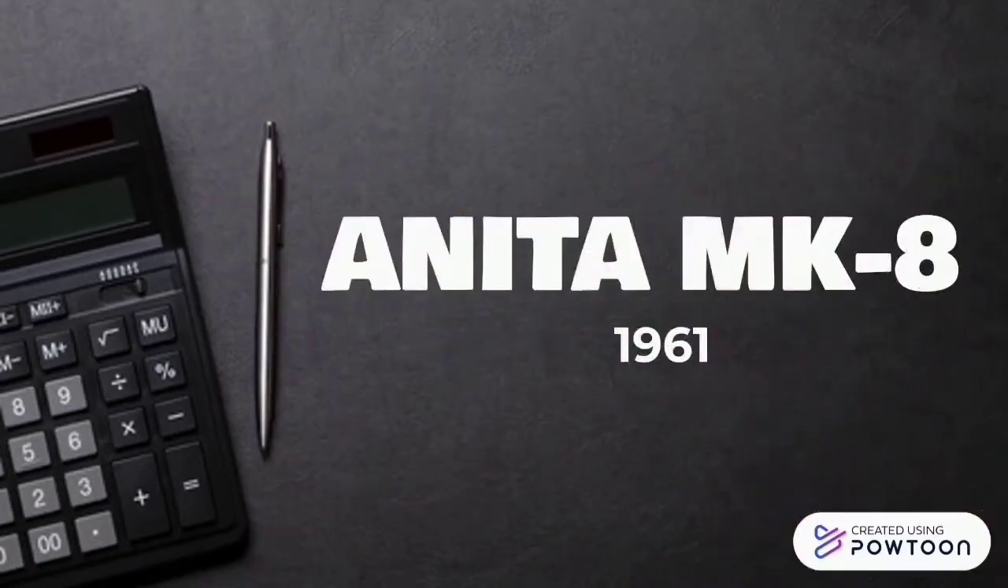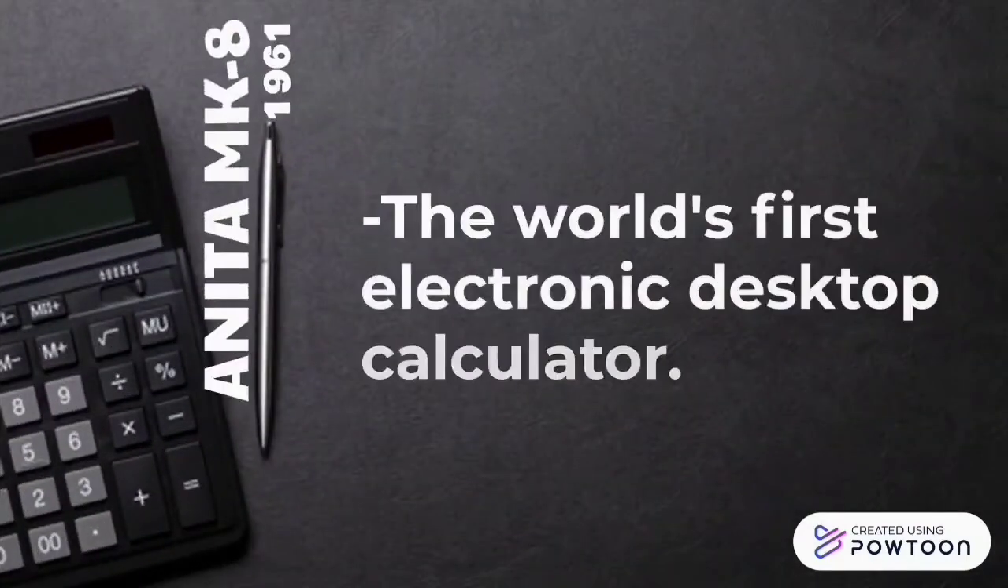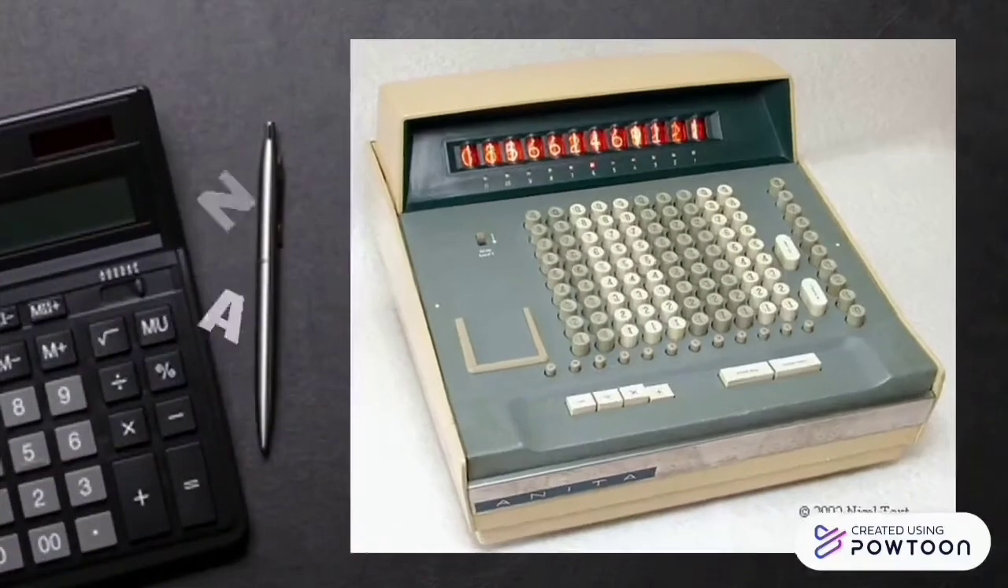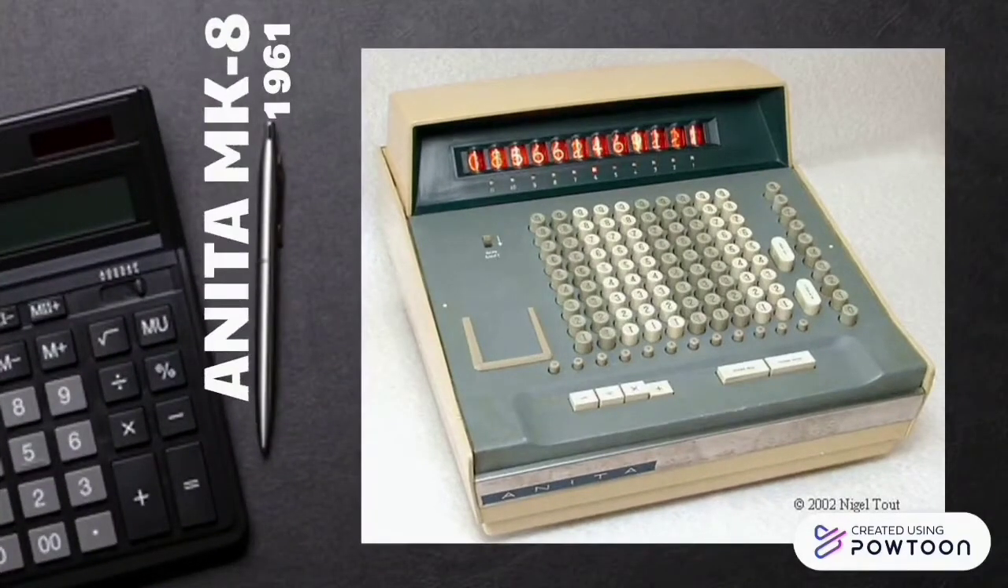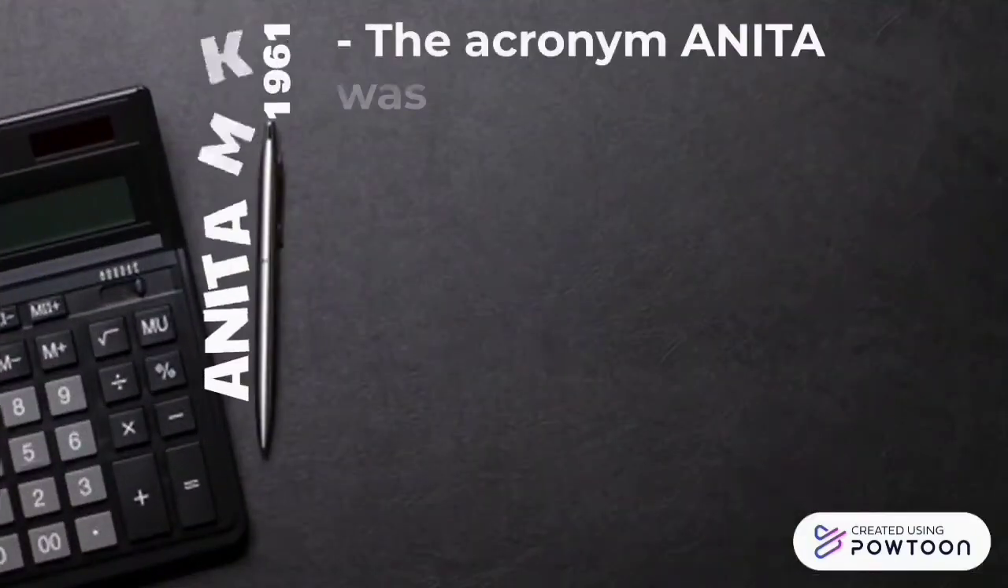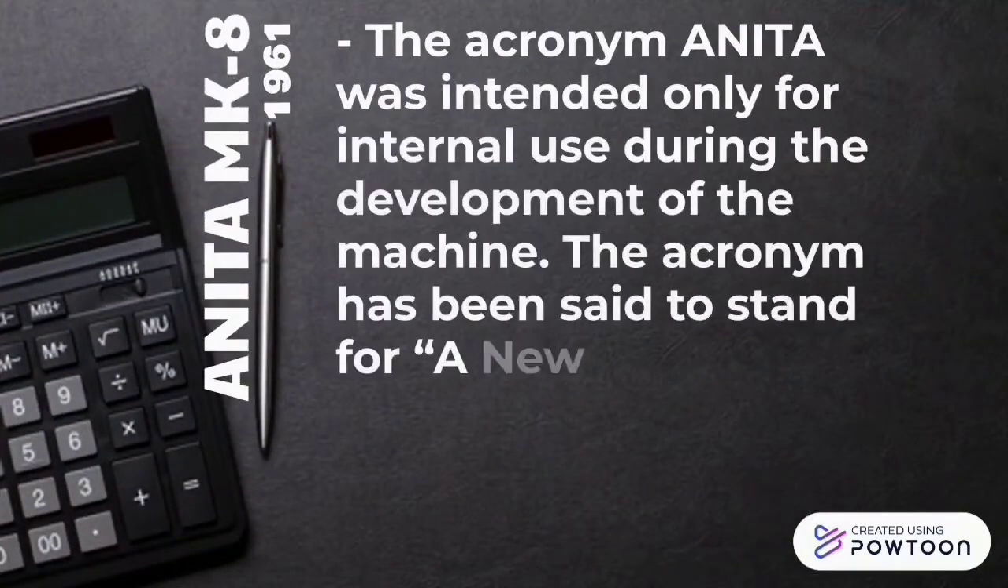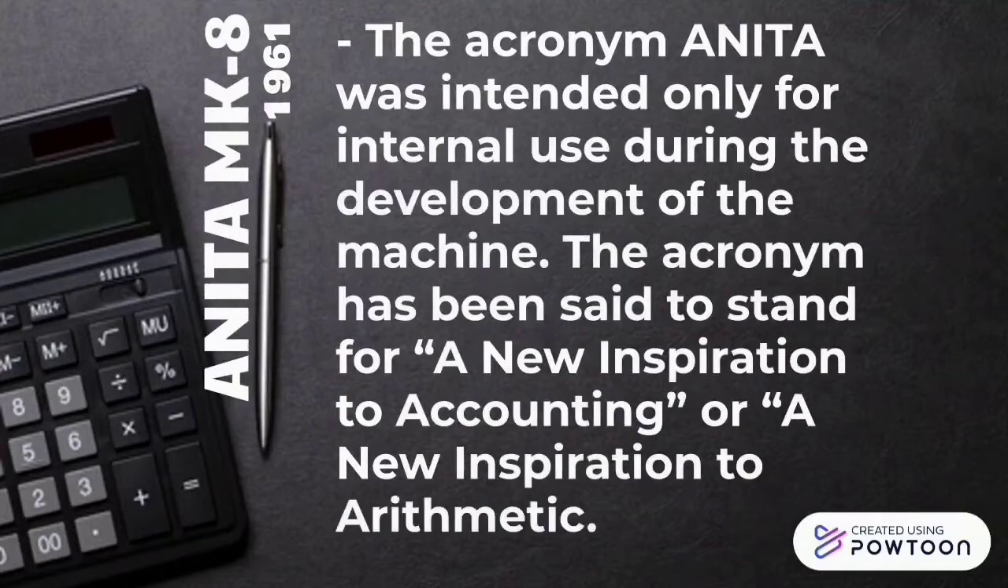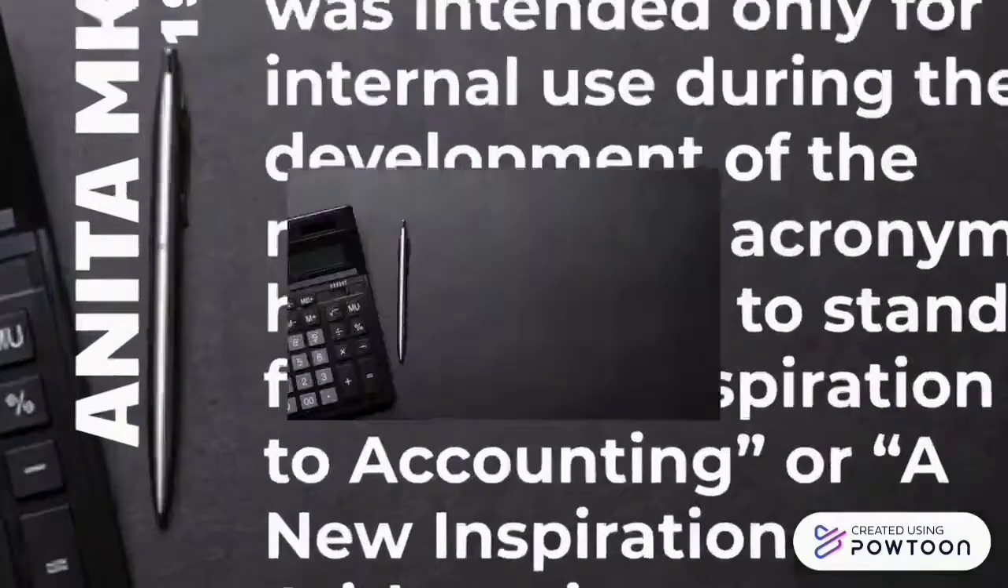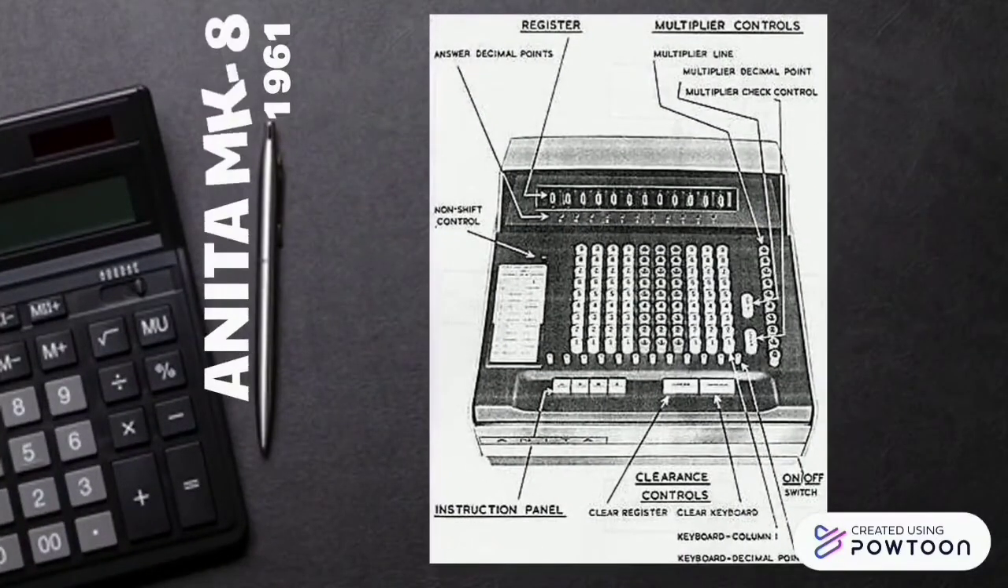By the year 1961, the first all-electronic desktop calculator was manufactured by Bell Punch Company. The acronym ANITA was intended only for internal use during the development of the machine. But the name was so ingrained by the time the calculator was ready for production that the company stuck with it. The acronym has been said to stand for "A New Inspiration to Accounting" or "A New Inspiration to Arithmetic." But rumor has it that it's also the name of the designer's wife.